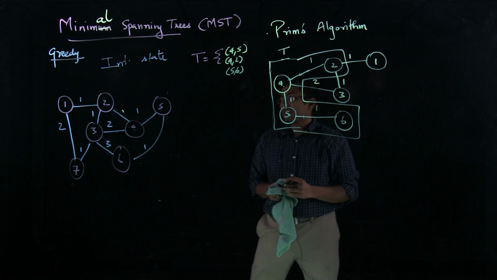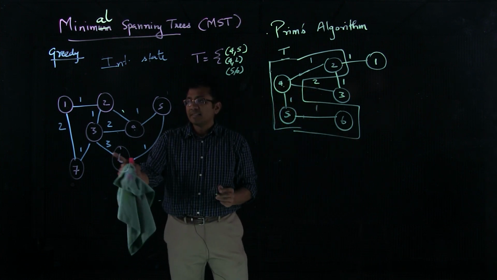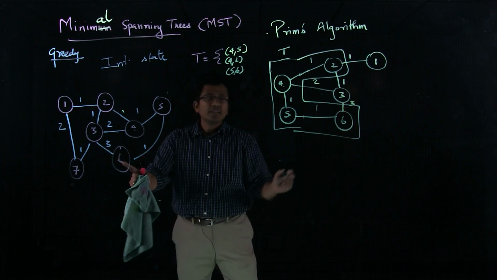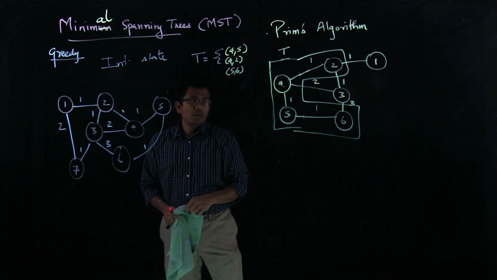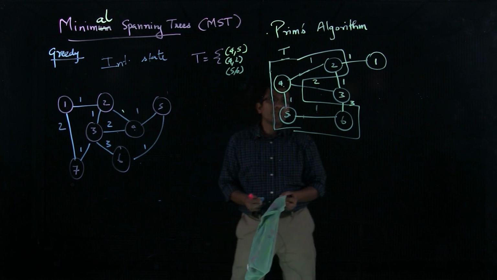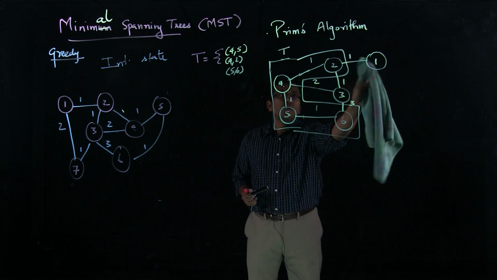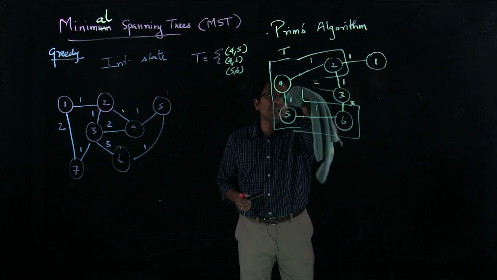Now what are the boundary crossing edges? Well, since I added 6, what more does 6 bring in? 6 has an edge to 3 of weight 3 here. 6 has an edge to 1 of weight 5, that's not going to be boundary crossing. All right, so what is the minimum weight boundary crossing edge again? Well, I can either add 2 to 3 of weight 1 or 2 to 1 of weight 1. Those are the two candidates. Let me add 2 to 3.